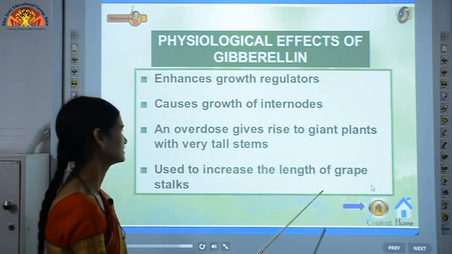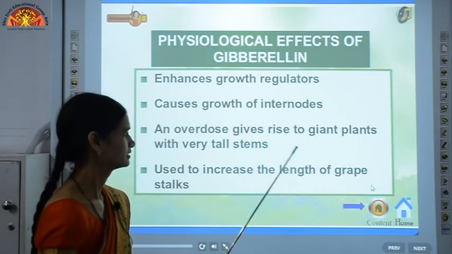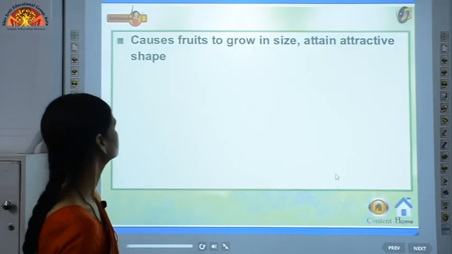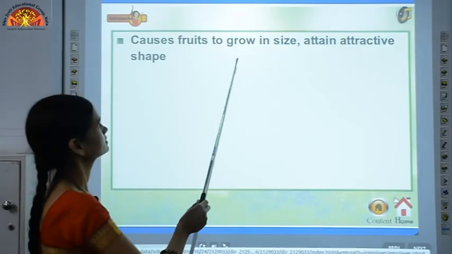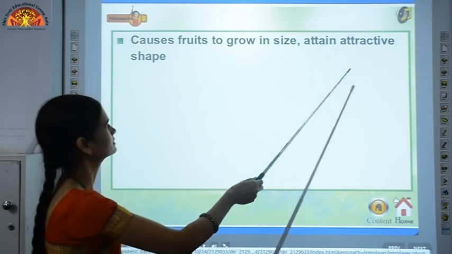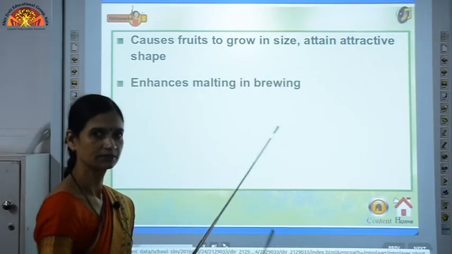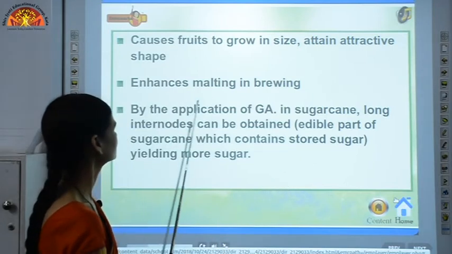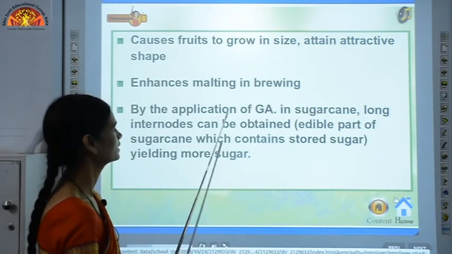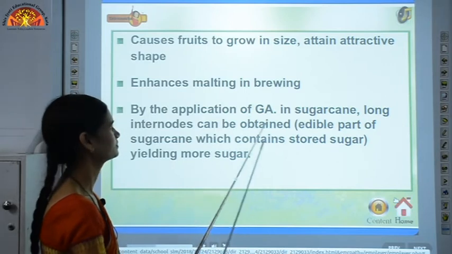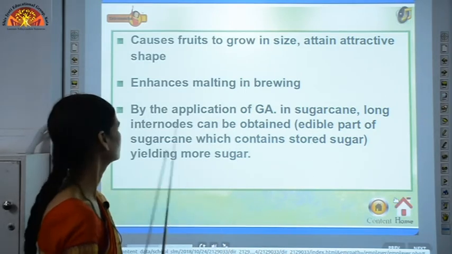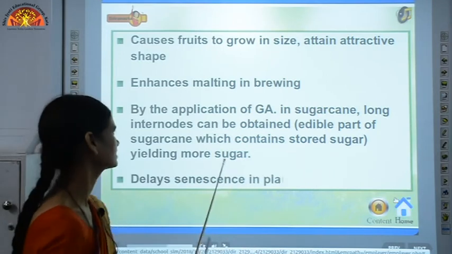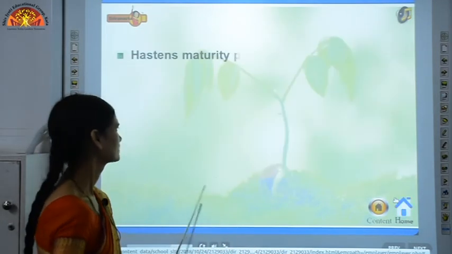Also it is used to increase the length of grape stalks. तो it can be used for increasing the length of the grape stalks. Then they cause fruit to grow in size and attain attractive shape. तो particularly grapes में इनकी large size के लिए they can be used. They can be enhanced for malting and brewing, and by the application of GA in sugar cane, long internodes can be obtained. क्योंकि sugar cane में तो हमें क्या चाहिए? Stem की length ही चाहिए which contains sugar.